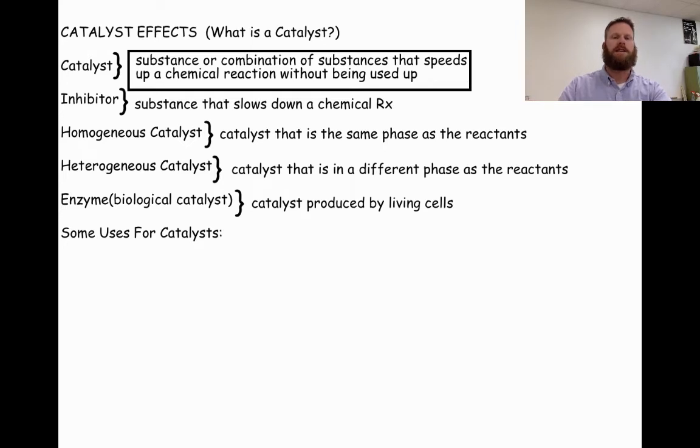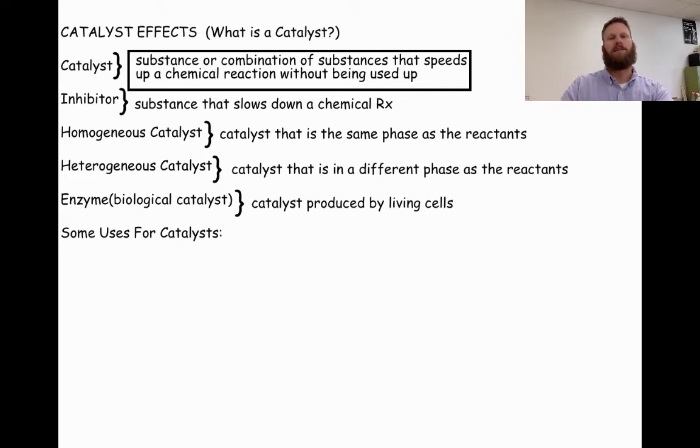A homogeneous catalyst is one that has the same phase as the reactants, while a heterogeneous catalyst is in a different phase than the reactants. The term enzyme simply refers to a biological catalyst. Nearly every reaction that occurs in living cells is enzyme catalyzed.